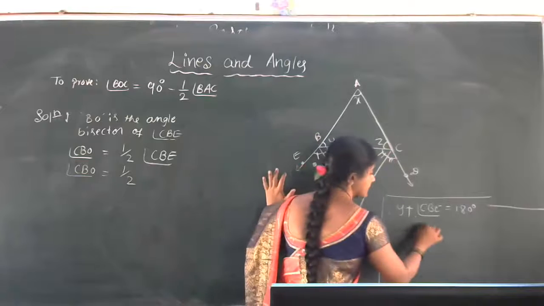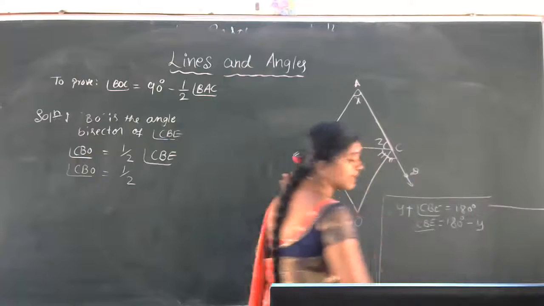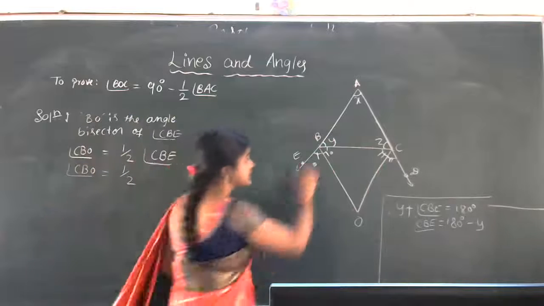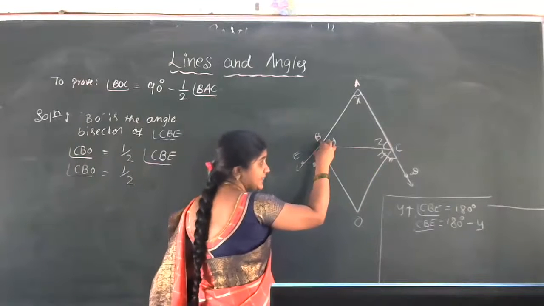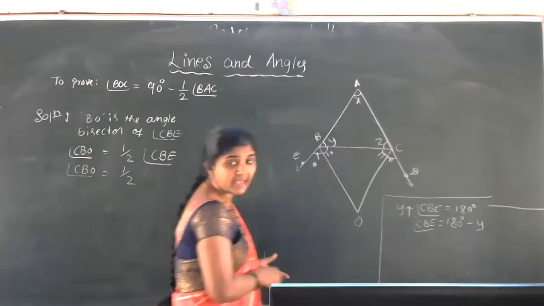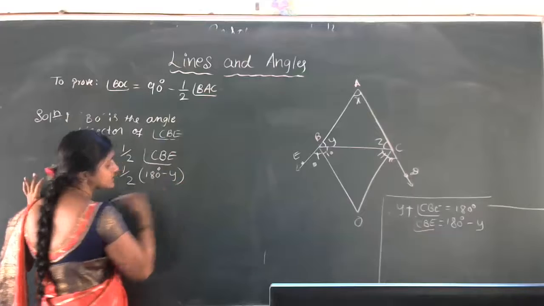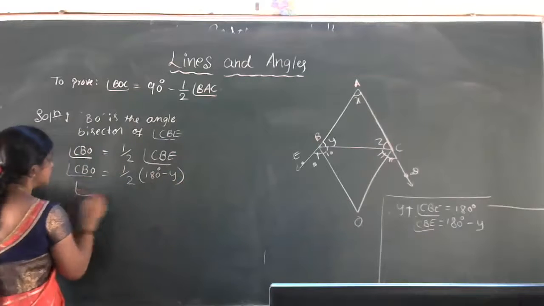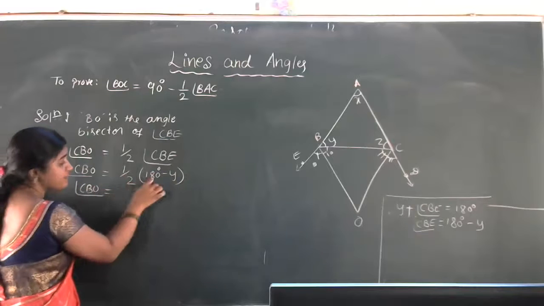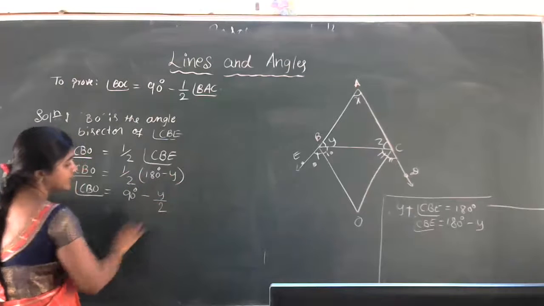Now I have to represent this in the form of CBE. CBE is 180 minus y. Can we write CBE as 180 minus y, students? Total this angle is 180, so if we subtract the y angle, we'll get CBE angle, no? So we are taking this CBE as 180 degrees minus y. Got the idea of this step? Therefore angle CBO is half of 180, which is 90 degrees, minus half of y, which is y by 2. Is that clear, students?